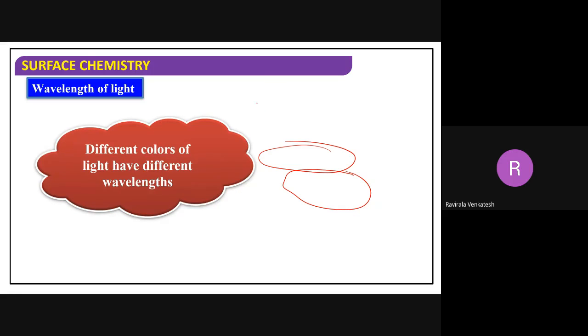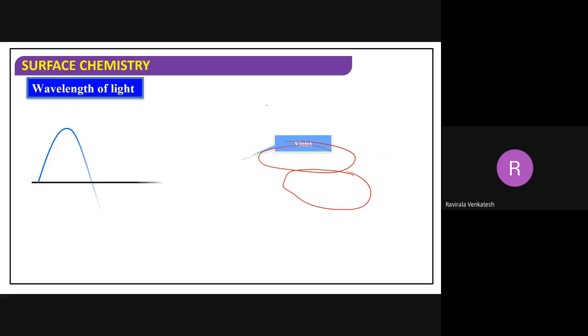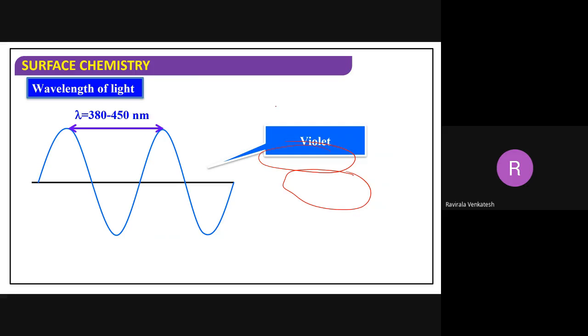For example, 400 nanometers to 750 nanometers is exhibited by the colors, VIBGYOR, violet to red. They exhibit different types of colors. If you want violet color, the wavelength of light must be in the lower range. Then we get the violet color.